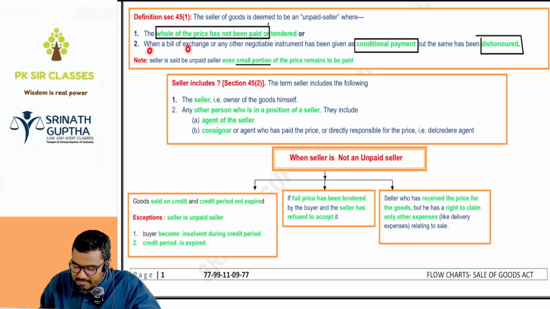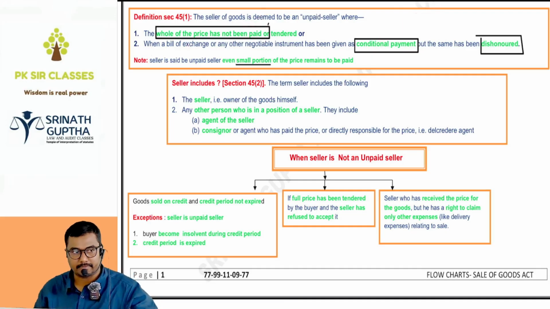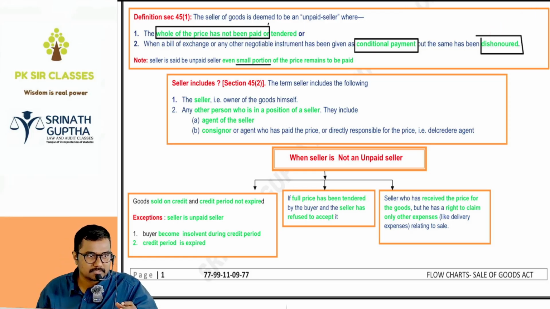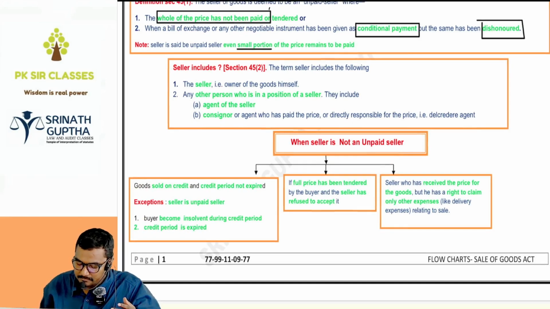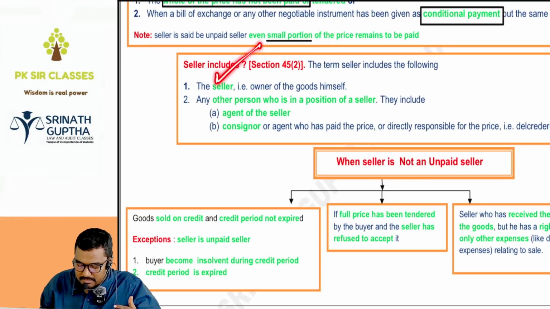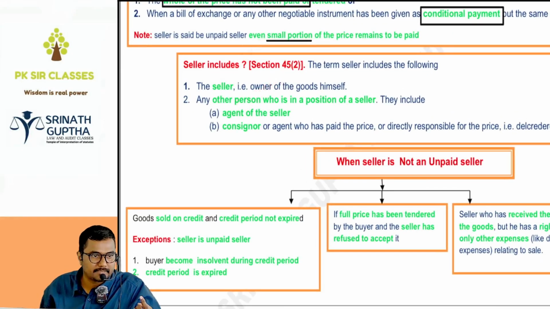Also, when a bill of exchange or any other negotiable instrument has been given as a conditional payment and is dishonored. For example, the buyer purchases the goods and gives a check, and the check is dishonored. The seller is said to be an unpaid seller. The term seller includes the seller and his agent also. The seller may be himself or his agent.